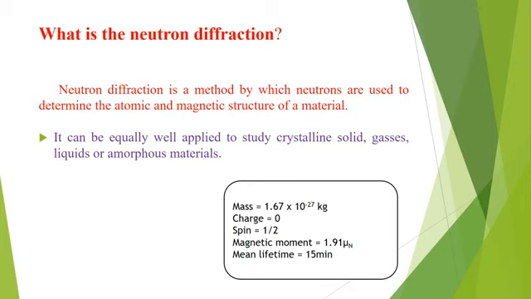Here are some properties of the neutron, and we are all familiar with these properties. The mass of the neutron is 1.67 times 10 raised to minus 27 kilogram. Neutrons have no charge. The spin is plus half, its magnetic moment is 1.91, and the mean life is 15 minutes.